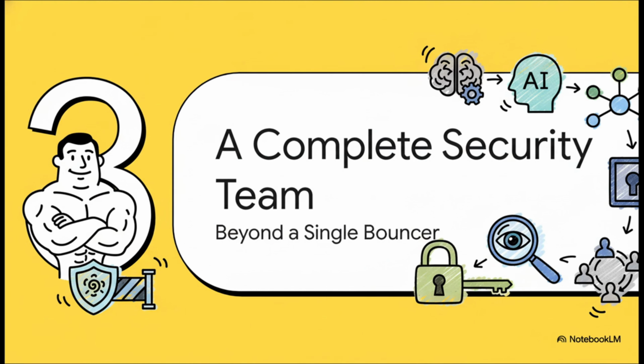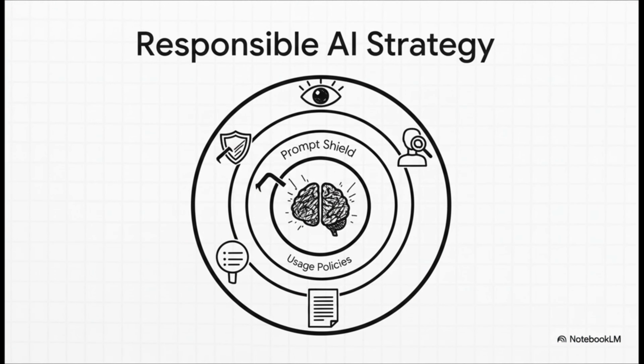True AI safety comes from thinking about a complete security team where content filtering is just one, albeit critical, player on the field. A really robust and responsible AI strategy has multiple layers. Of course, you have your content filters, your bouncer. But you also have tools like Prompt Shield, which is designed specifically to stop those jailbreak attempts we talked about. And that works hand in hand with clear usage policies, a process for humans to review flagged content, and constant monitoring. It's the whole package.